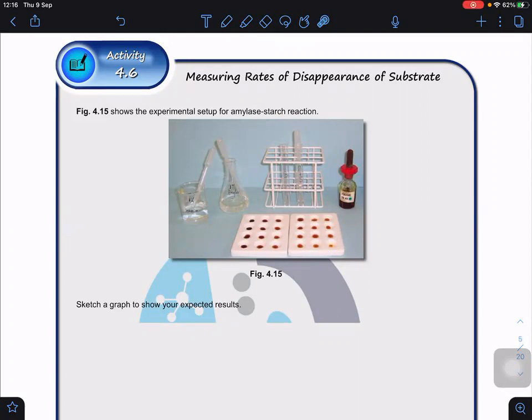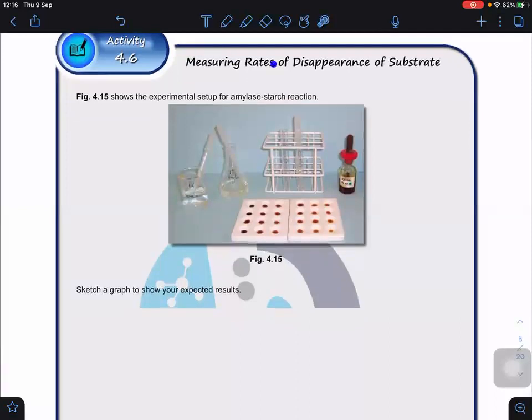But the thing here is, if you want to measure the rates, I must have something that I can measure, something measurable. But color, how do we measure the color? I know that, oh, the reaction stopped already. I know, but how do you measure?